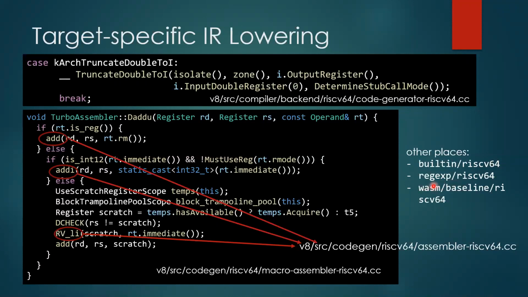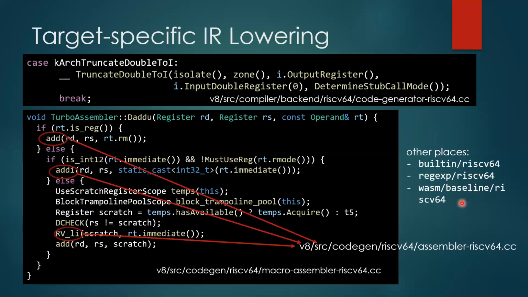Another one is regular expression, and WASM, which are the WebAssembly ones. Bear in mind that even though I mentioned things like compiler backend, codegen, and built-ins, all of which have target-specific parts, there are actually a lot more files that are target independent. Only the target-specific ones are put under the riscv64 directory.